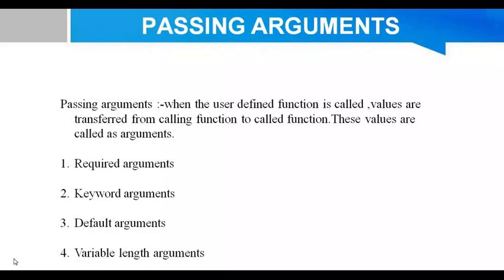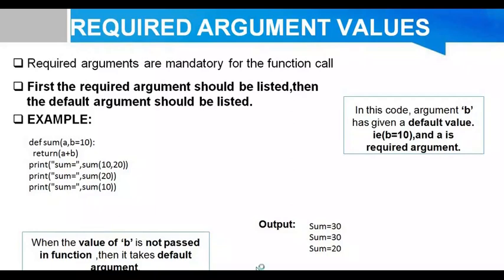First of all, required arguments. As the name implies, required arguments are mandatory for the function call. First the required argument should be listed, then the default argument should be listed. If you are using required and default arguments in a program, then you should first define the required argument and then define the default argument. So here I have shown an example.